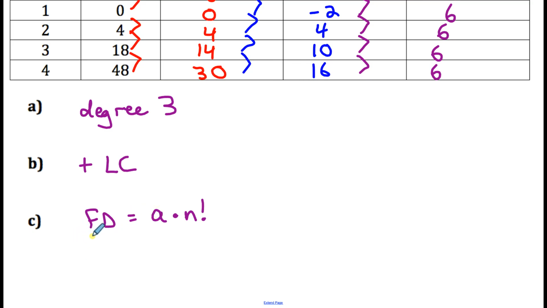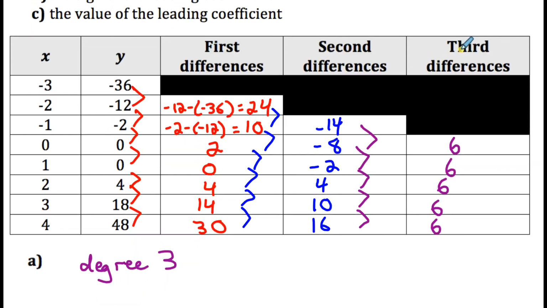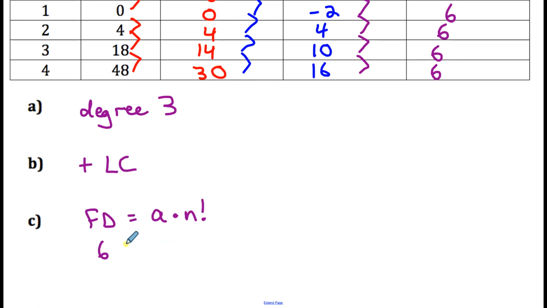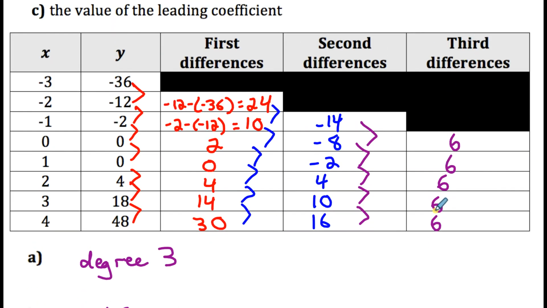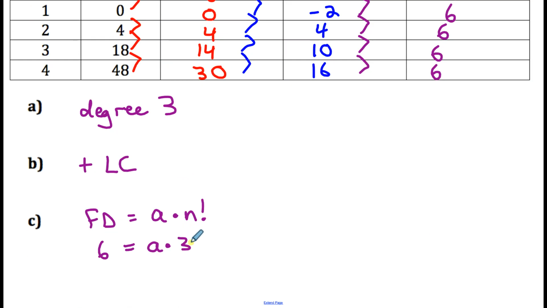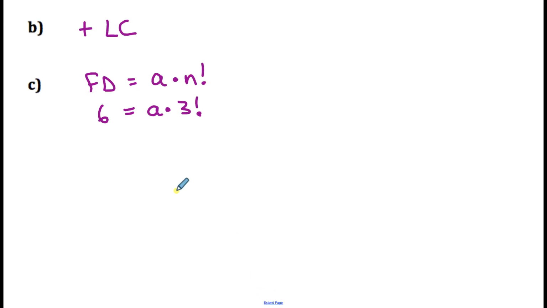The finite differences, when they were constant in the third column, were all 6. So I can replace finite differences with 6. A, we don't know the leading coefficient. And then n, the degree, since it's the third column that are all equal, we know it's degree 3. So we can replace n with 3. And then we solve for a. So 6 equals a times 3 factorial. And 3 factorial is 3 times 2 times 1, which is 6. So a times 6, I can write that as 6a. Divide both sides by 6, I get a equals 1. So the leading coefficient is, in fact, 1.